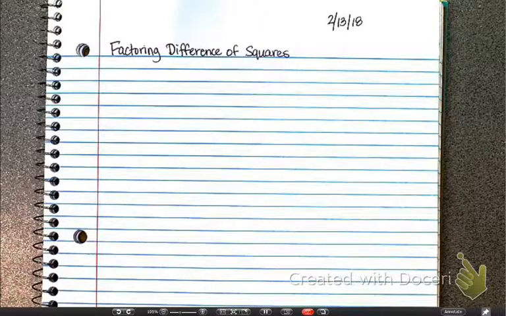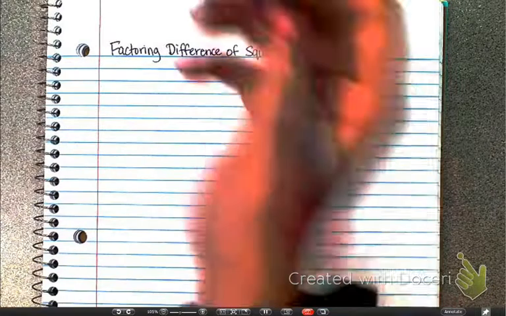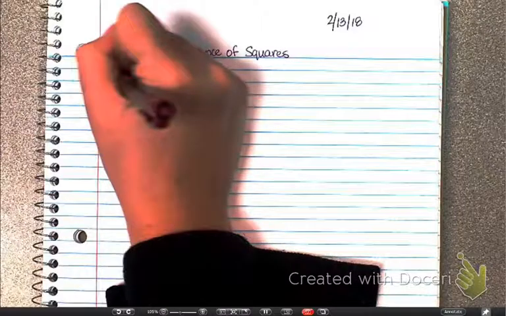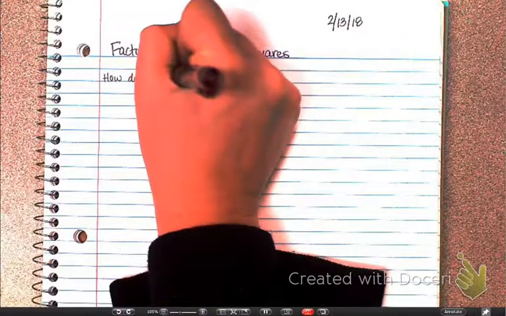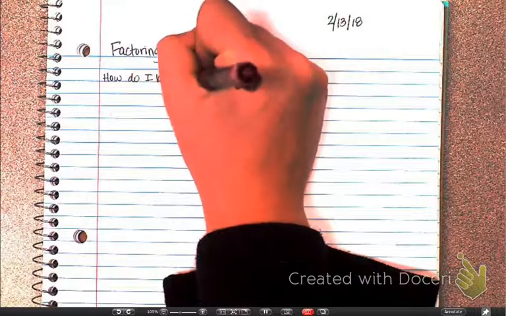Shylin? X plus 2, X minus 2. Okay, so when we were multiplying, when you had x plus 2 and x minus 2, remember your factors were exactly the same with opposite signs? So now we're going to be in standard form and we have to factor it. Okay? So how do we know? How do I know when to use difference of squares?